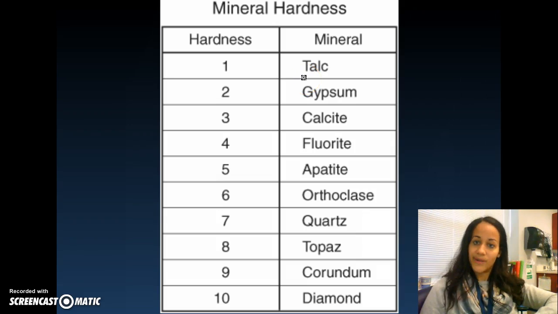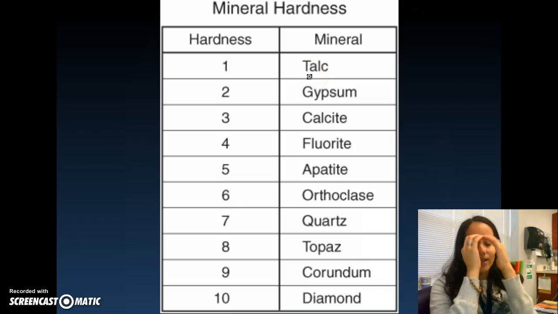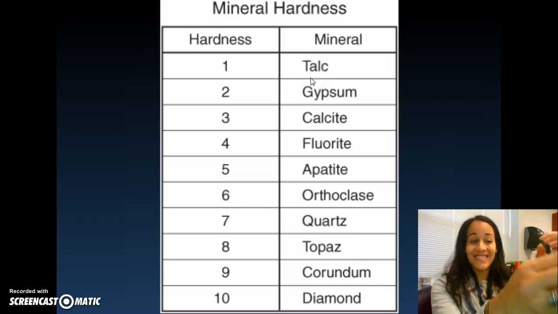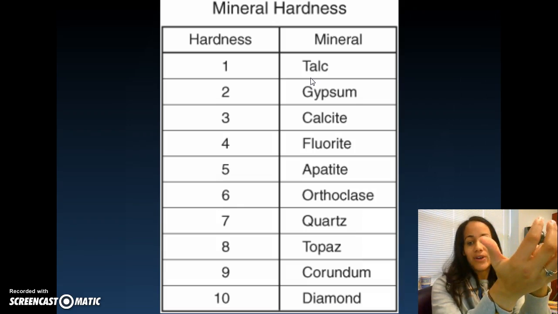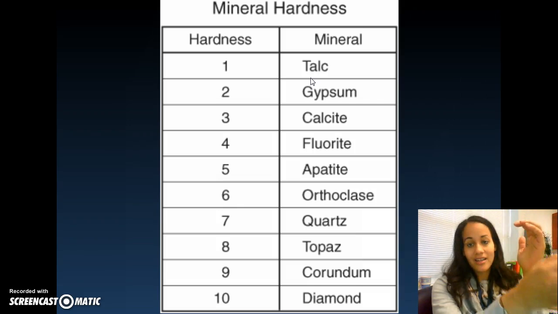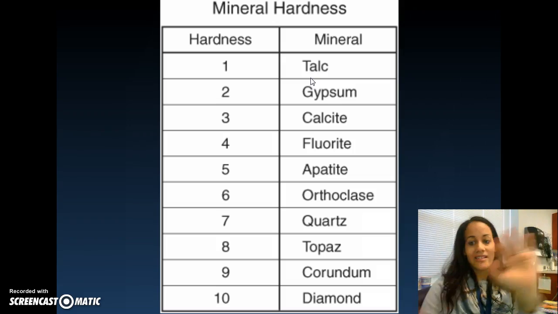Talc is a very soft mineral, and so if we were to rub calcite and talc together, we would see that the talc powder would be left over on the calcite because the calcite is scratching the talc. Therefore, calcite is harder.